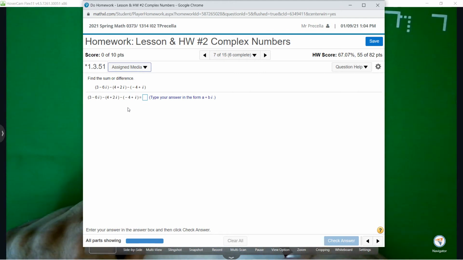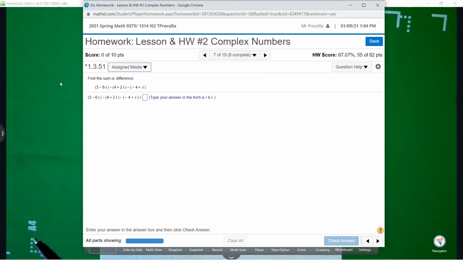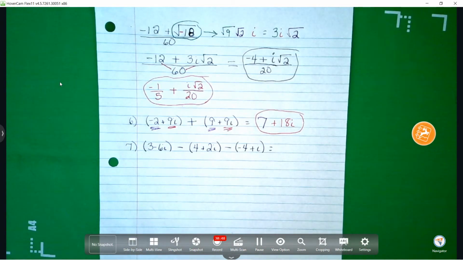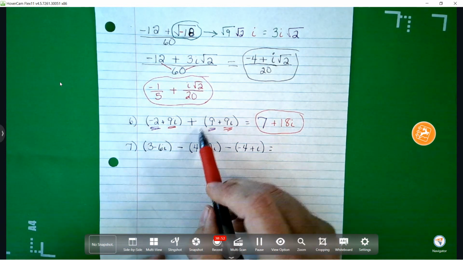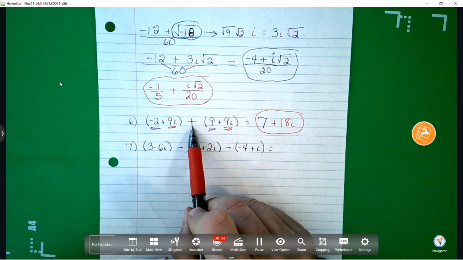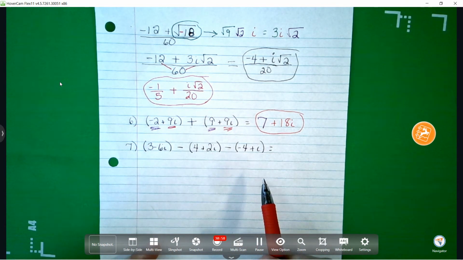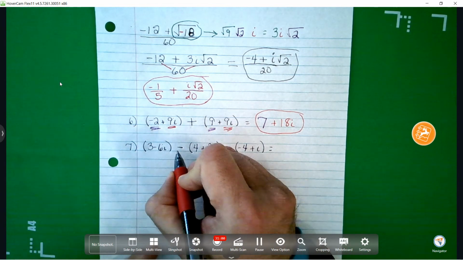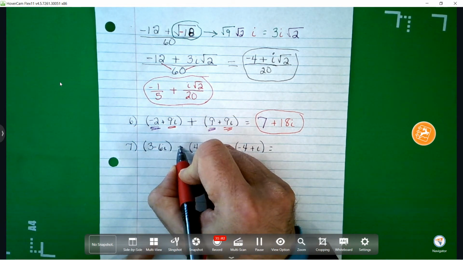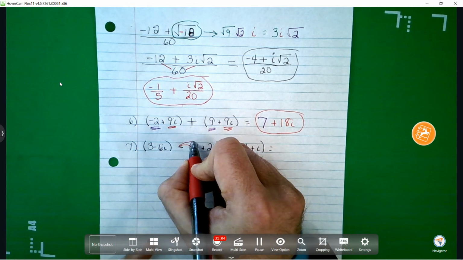Okay, so I have 3 minus 6i minus 4 plus 2i minus a negative 4 plus i. Here we are subtracting complex numbers. And when there's just a plus in front of the parentheses, there's really nothing to do. Just add the terms. They're like terms. When there's a minus in front of the parentheses, you've got to distribute the minus.